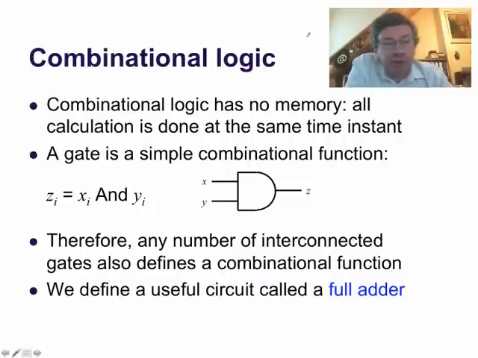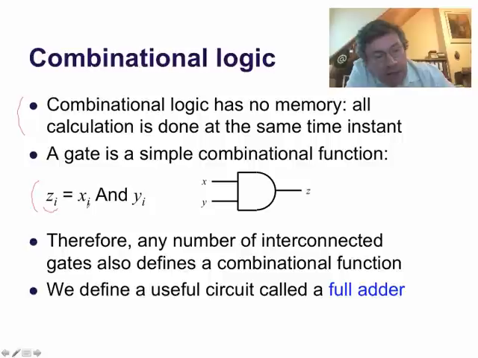Now let's make a first circuit with the gate maker that we had. The first circuit will be a combinational circuit. Combinational logic is characterized by the fact that it has no memory. All calculation is done at the same time instant. For example, a gate is already a simple combinational function.